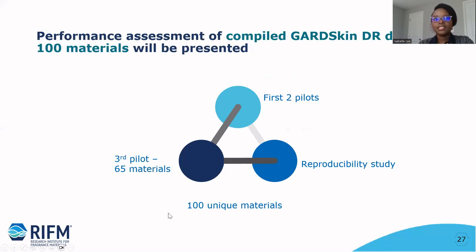So we ended up testing 100 unique materials from the first 2 pilots just to see how the assay performs for fragrance ingredients. We had some data, and then we have the reproducibility study that I just talked about, and then we extended the pilot with 65 materials. So we ended up testing 100 materials from that initial data set that I introduced.